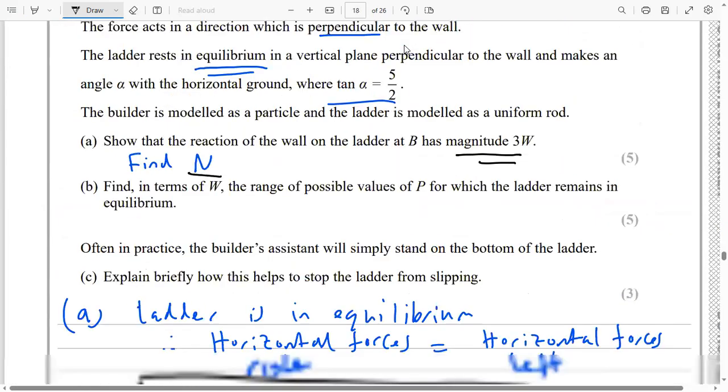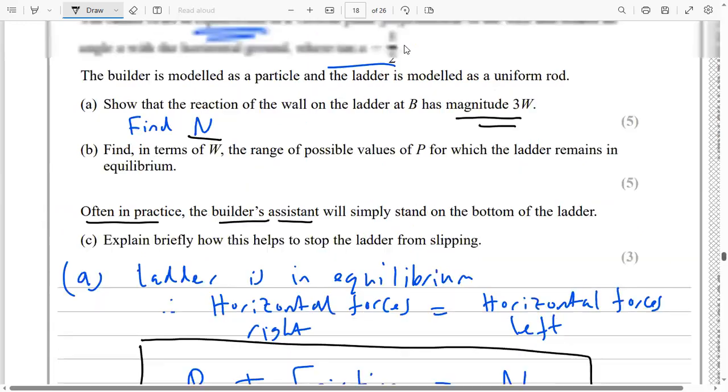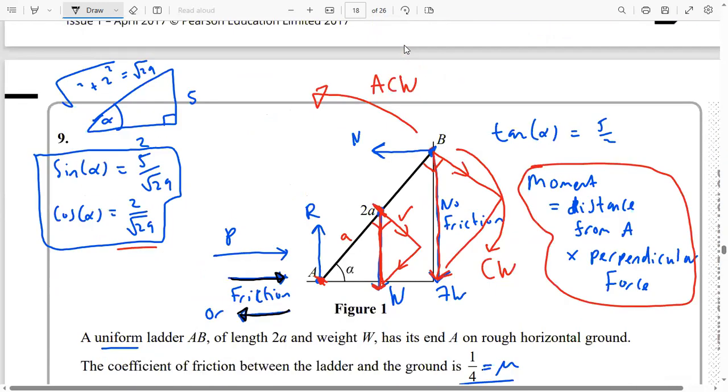And then the final part to this question. So often in practice, the builder's assistant will simply stand on the bottom of the ladder. Okay, we've got to be careful with this question. I remember doing this question with a student before, and I made this mistake as well. If we go back to this paragraph here, to stop the ladder from slipping, the builder's assistant applies this P force. So this P force before was coming from the builder's assistant.